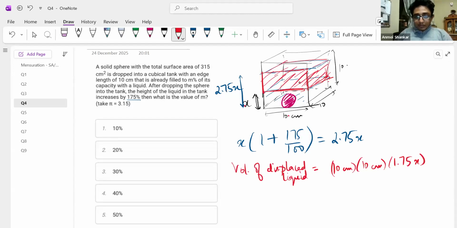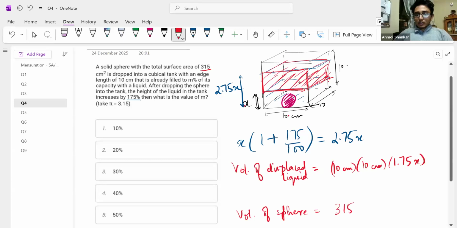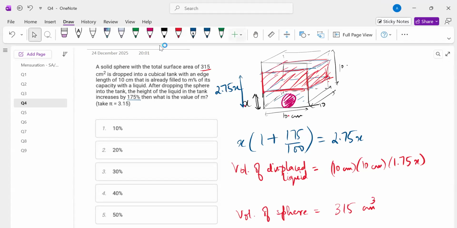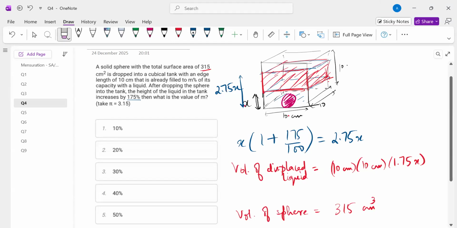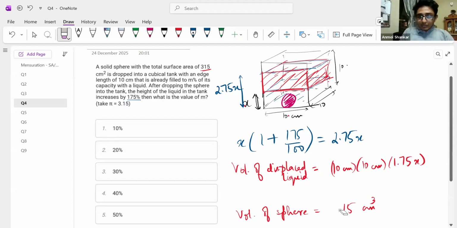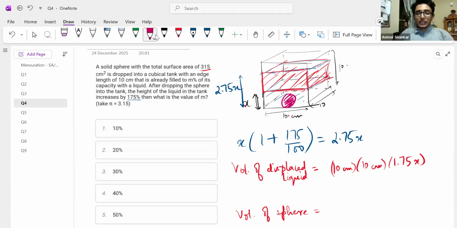At this step, we have to equate this to the volume of the sphere. Did they give the volume of the sphere in the question? Is the 315 the volume of the sphere, yeah? No, sir. Then what is given? Total surface area, sir. So 315 is not the volume, it is the total surface area. We have to use that information to find the volume.